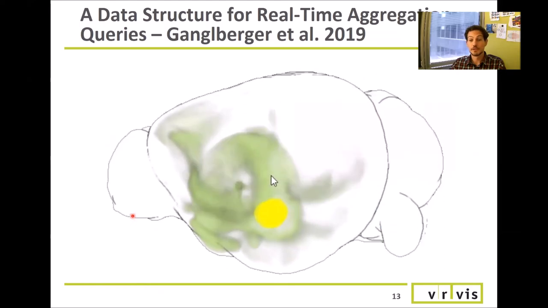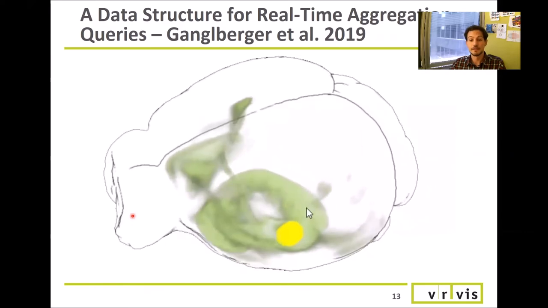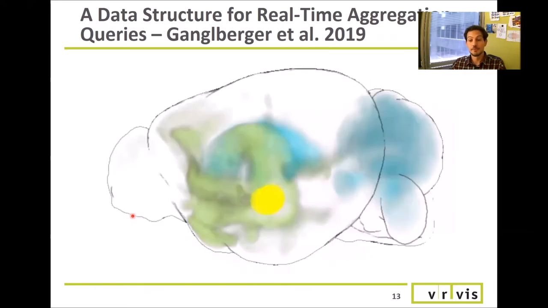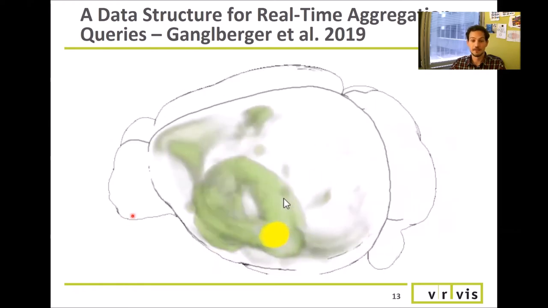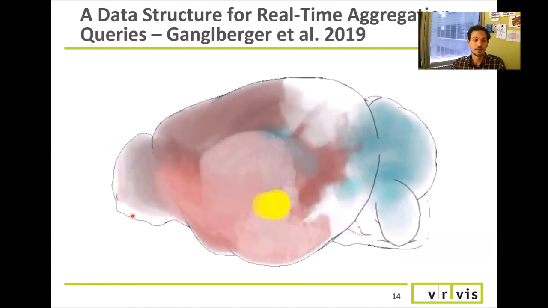Therefore, we published a data structure for real-time aggregation queries in 2019, which uses spatial indexing techniques. It enables such a query on a matrix with hundreds of gigabytes in an instant. This can also be performed on region-level data that is automatically mapped to this voxel level.